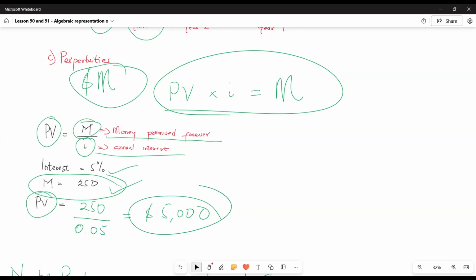So this is all that we have on our lesson on algebraic representation of present and future values. In our next lesson, we'll be looking at some practice questions on the intertemporal choice model.